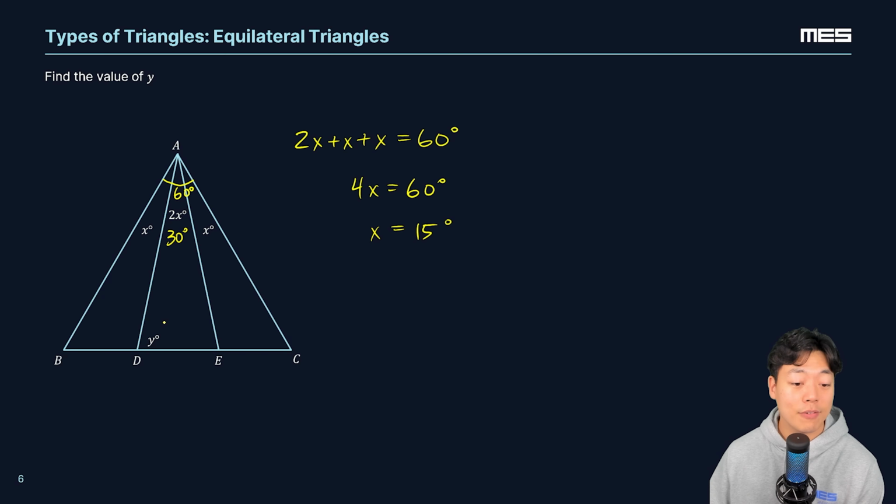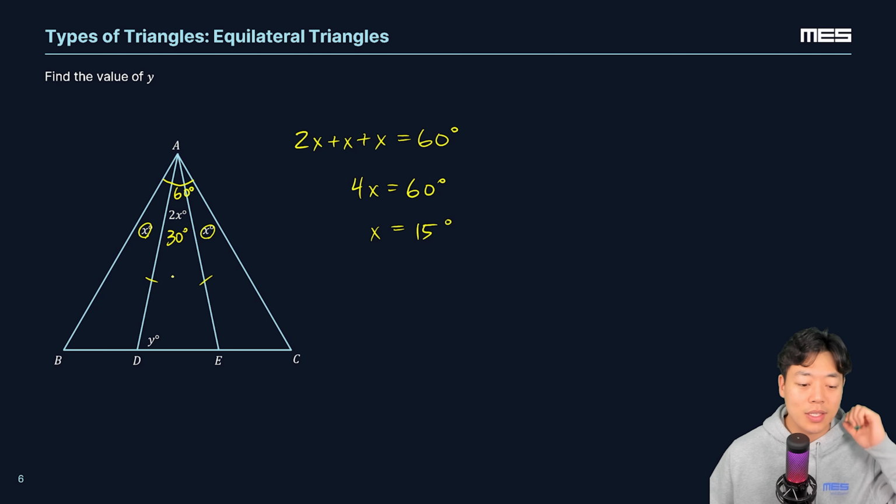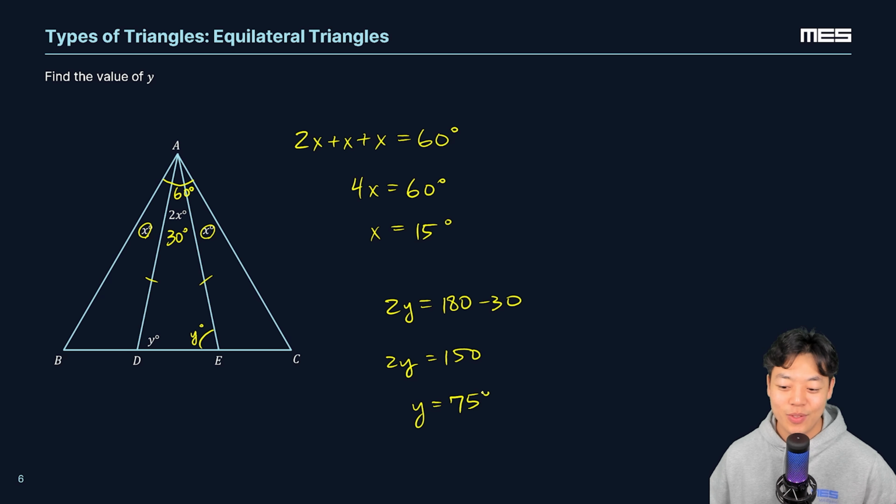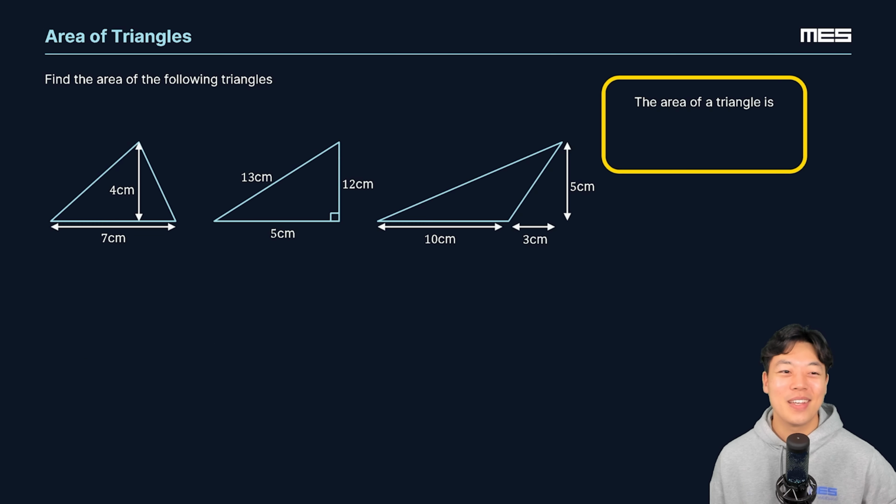And since we have an isosceles triangle here, because we know that x and x are the same, the base angles will also be the same, y degrees and y. So 2y will equal 180 minus 30, which is 150. So y by itself is equal to 75 degrees. Very exciting stuff. All right, now let's move on to area of triangles.